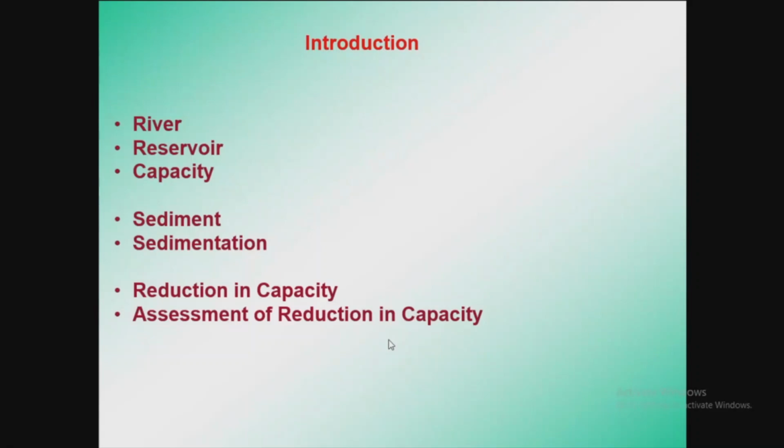Whenever one river is flowing, where does a river come from? River comes from the catchment. Whenever rainfall is there, there are depressions, and through those depressions the rainfall water flows through the gullies, it flows to the rivulets, it flows to the channels, and finally comes to the river. So it forms the shape of a river, and it goes to the reservoir, we say.